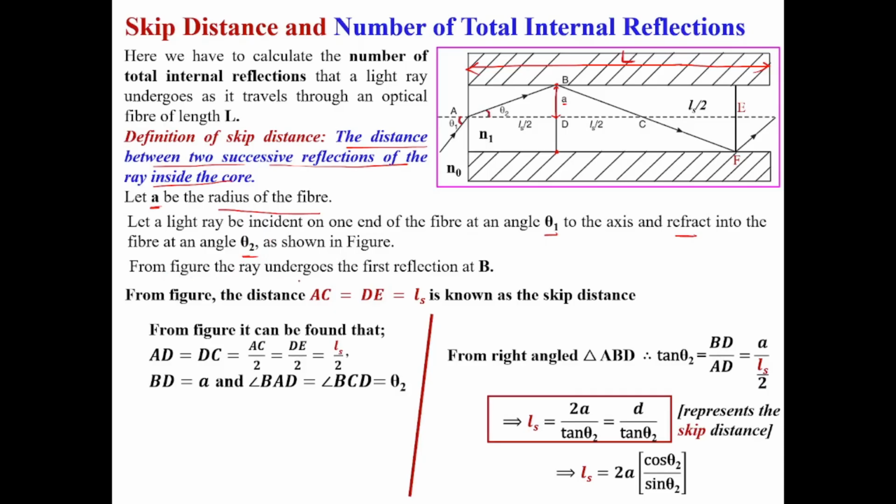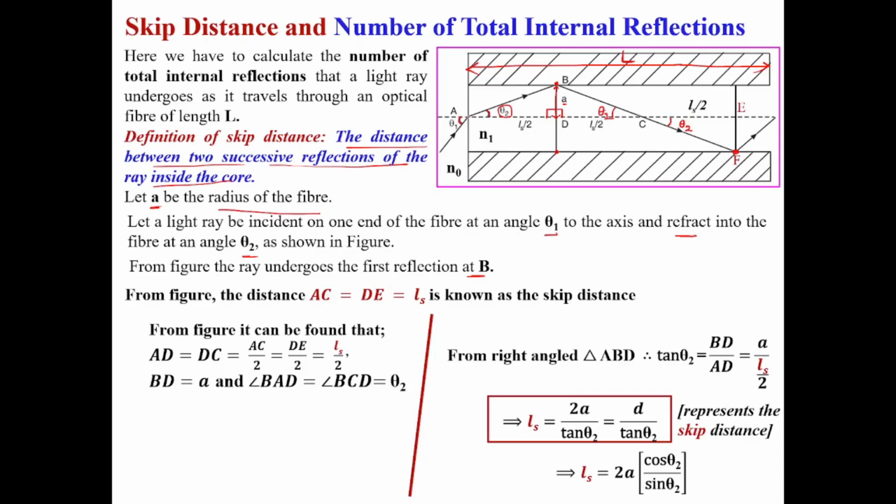From the figure, the ray undergoes the first reflection at B. So this is the first internal reflection. The second internal reflection happens at F. Here this angle is 90 degrees, and this angle is also 90 degrees. If this angle is theta 2, then this angle is also theta 2. From the figure, the distance AC equals D equals Ls.